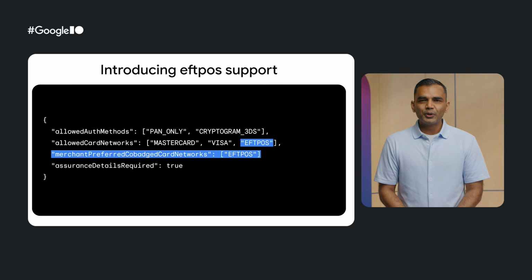By leveraging the new merchant-preferred co-badge card networks parameter, you can explicitly prioritize the local network and dynamically route transactions to FPOS. This provides you with granular per-request control with no heavy backend lifting required. To get started, simply add FPOS to your allowed card networks and to your list of preferred co-badge card networks, and you are ready to go.